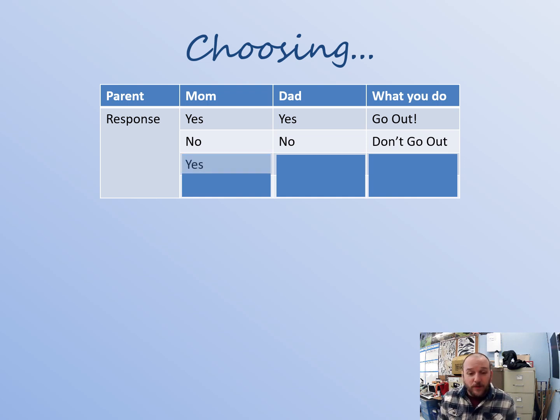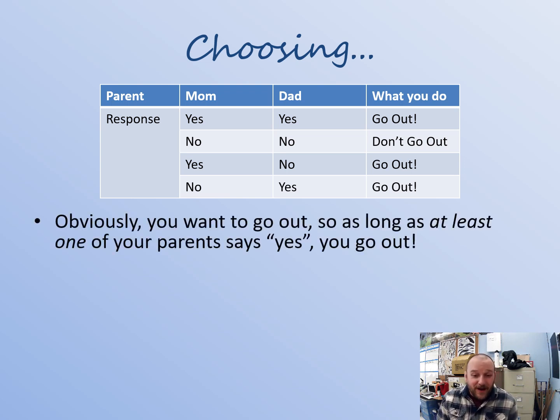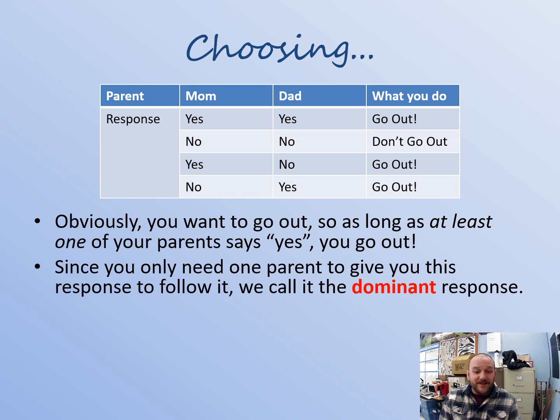But things get interesting when one of your parents says yes and the other one says no. Now, if I were me back in the good old days, I'd probably go out. I figured one parent said it, that's good enough for me. I'll try and ignore the second one and go on out. So if one parent says the thing that I'm looking for, I'm going to go ahead and go out. Probably get in some trouble if I do this the wrong way. Some of you have parents that are really forceful, but at the same time, that's probably what I would do. And so obviously you want to go out. So as long as you get one parent who says it, you'll take that as a chance to go out. So we call this the dominant response.